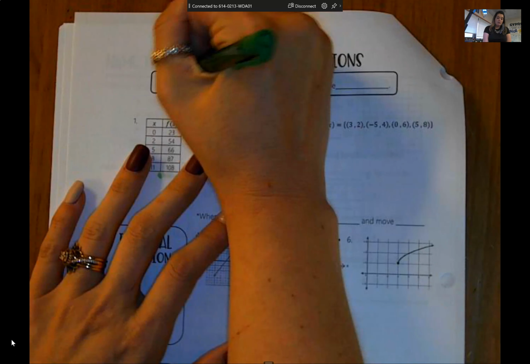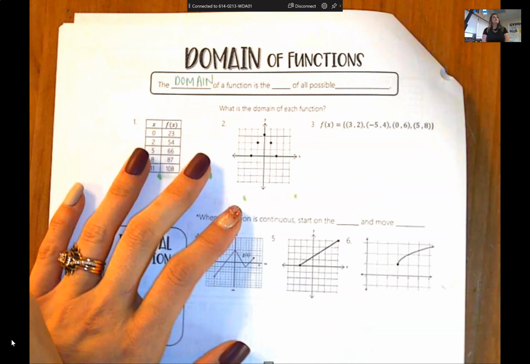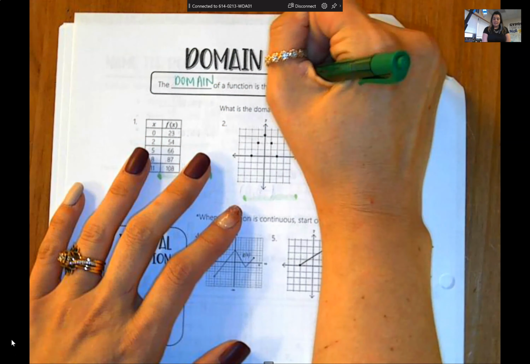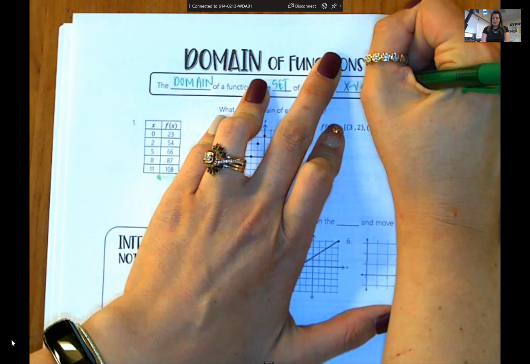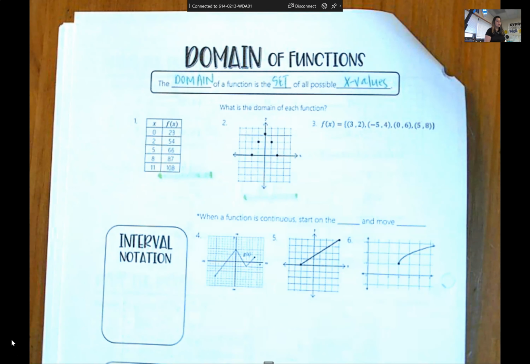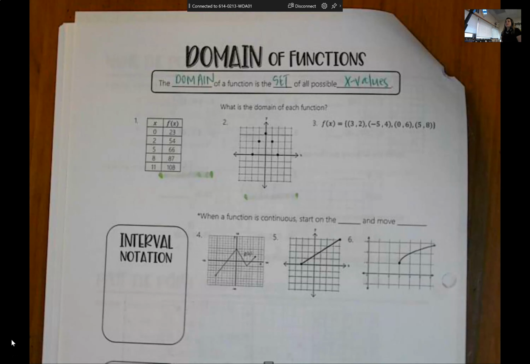The domain of a function, so that little bubble at the very top, the domain of a function is the set of all possible x values. So when I talk about it being able to be graphed, what the domain tells us is where on the x we would have part of that graph. So if we look at a graph, we should be able to look at like x is 5, and there would be a point on the grid somewhere at x is 5.